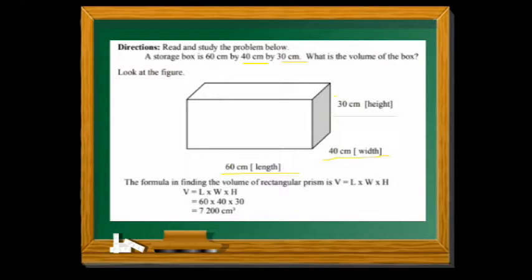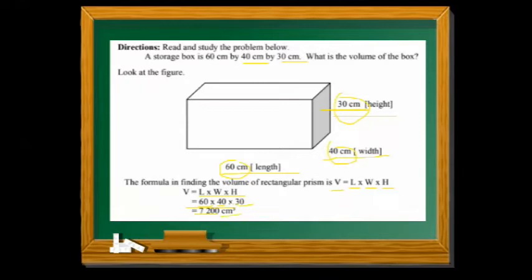In finding the volume of a box or a rectangular prism, the formula is V, which is equivalent to volume, equals length times width times height. So we will just multiply all the given numbers. V equals length times width times height, and then we will substitute all the given numbers. We have 60 times 40 times 30. After we multiply, the answer is 7,200 cubic centimeters.